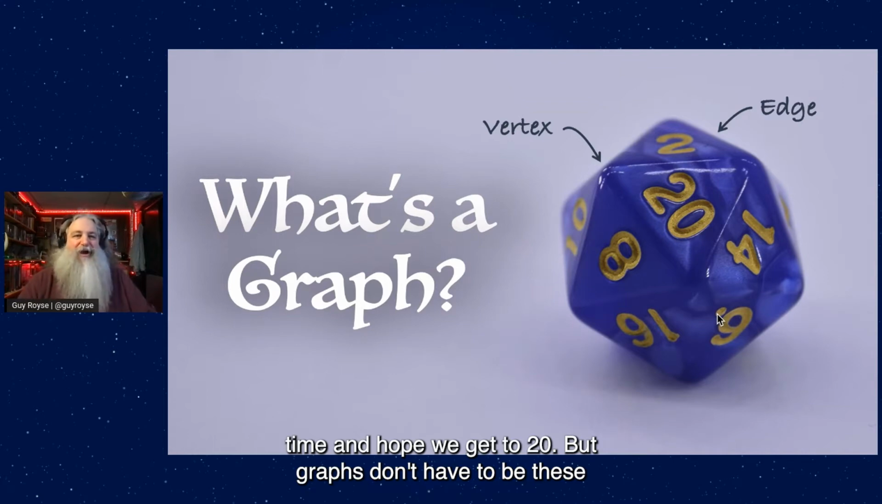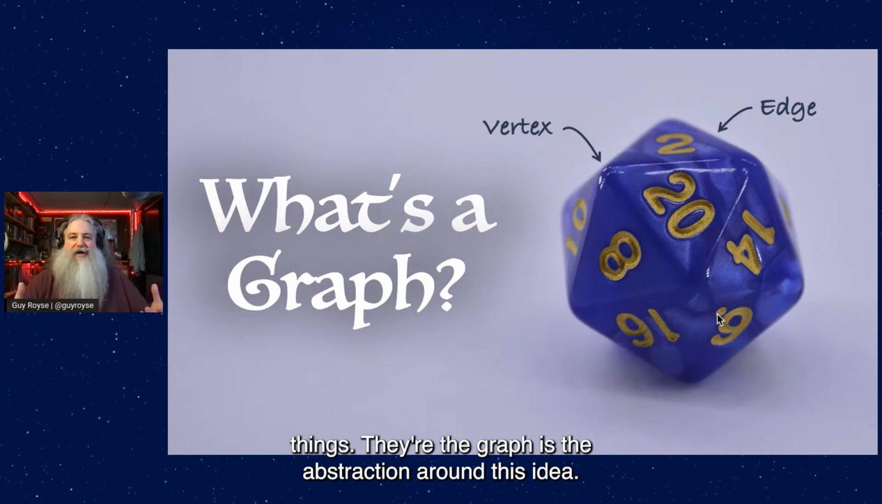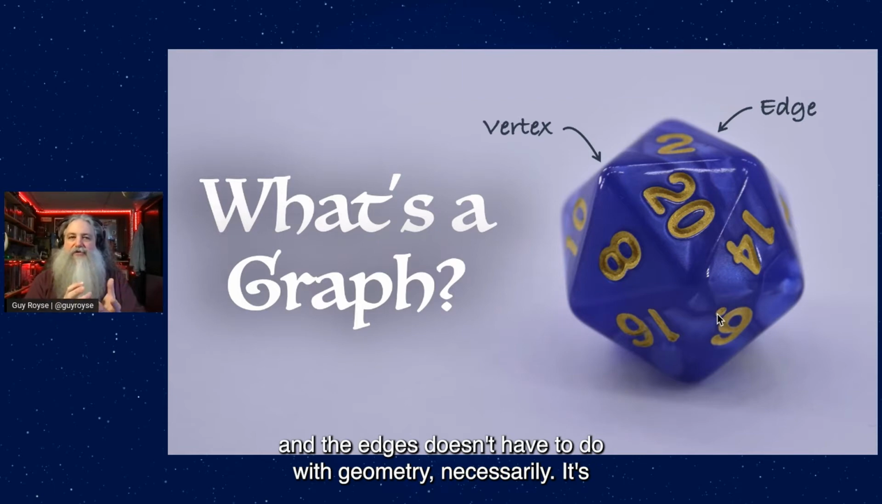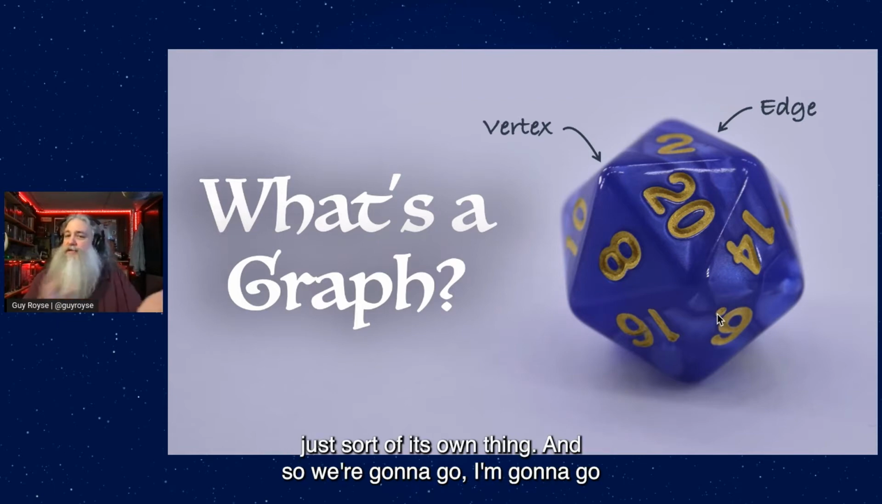But graphs don't have to be these things. The graph is the abstraction around this idea. The graph is the nodes and the relationships. It's the vertices and the edges. It doesn't have to do with geometry necessarily. It's just sort of its own thing.